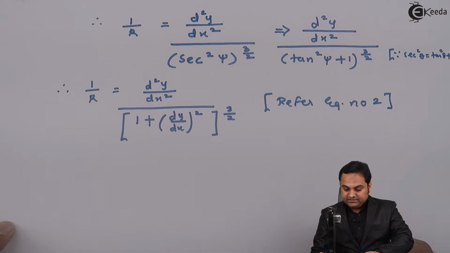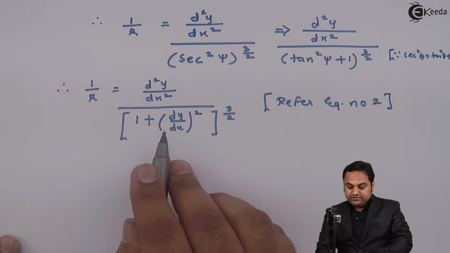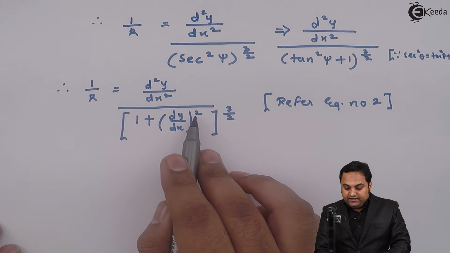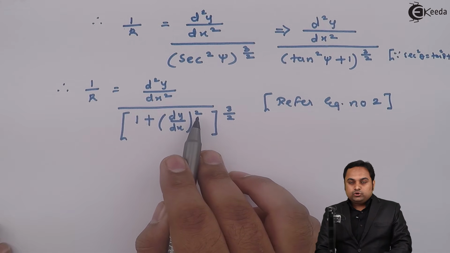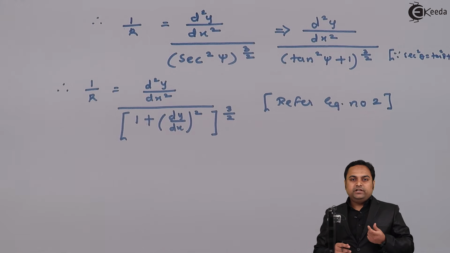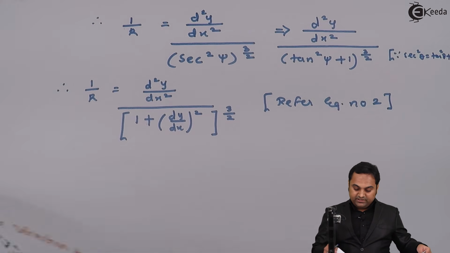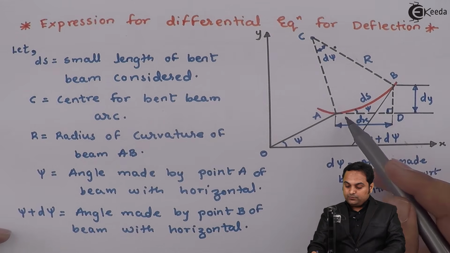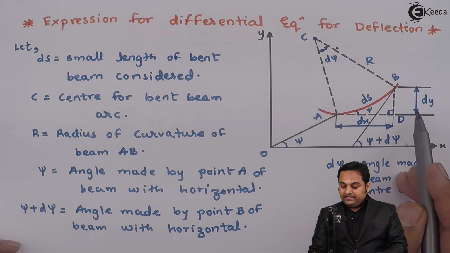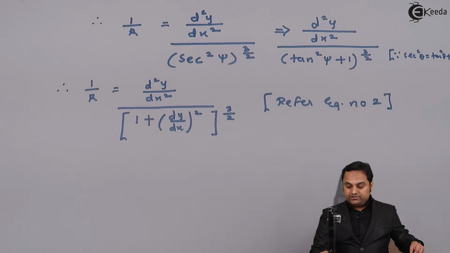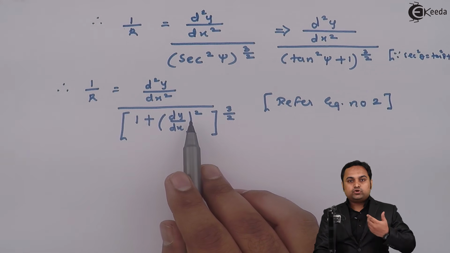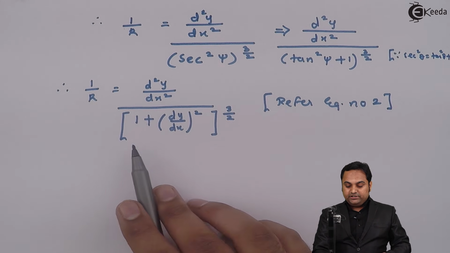Now after this I can say that since dy by dx is called the slope, and here we are taking the square term, and since we have considered a very small length of the beam, which is ds, for that the slope is really small, and we are taking the square of that, so this term in the denominator is very small.